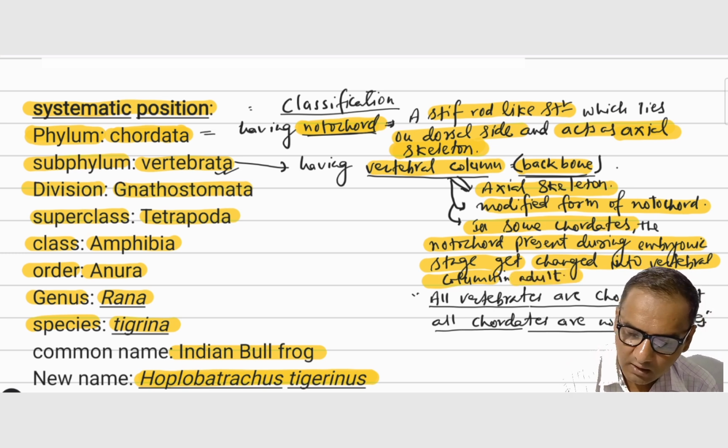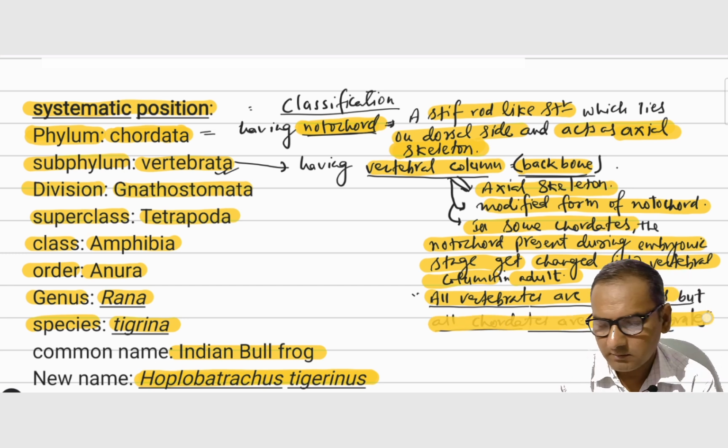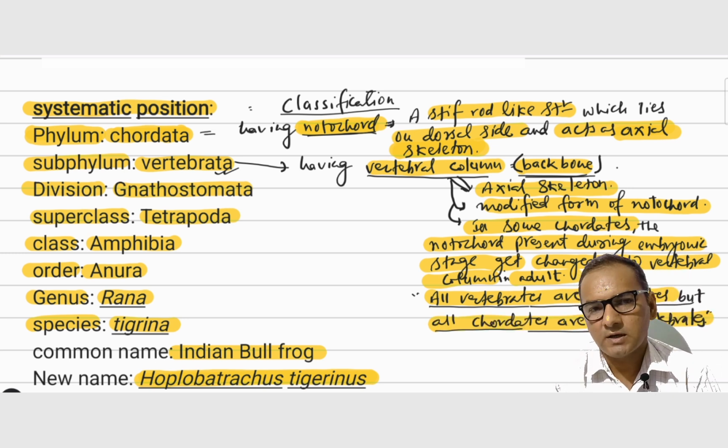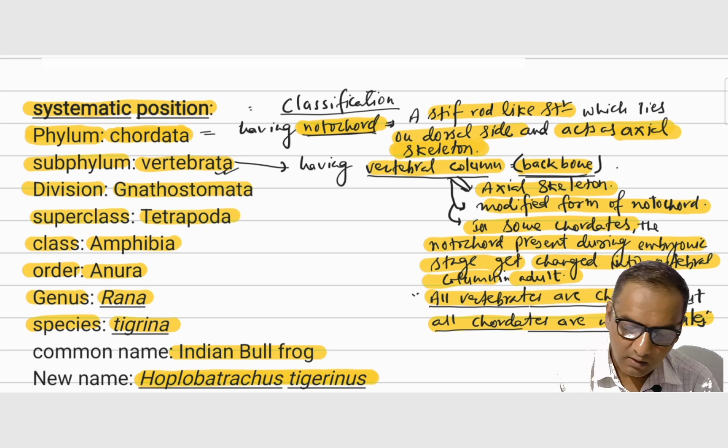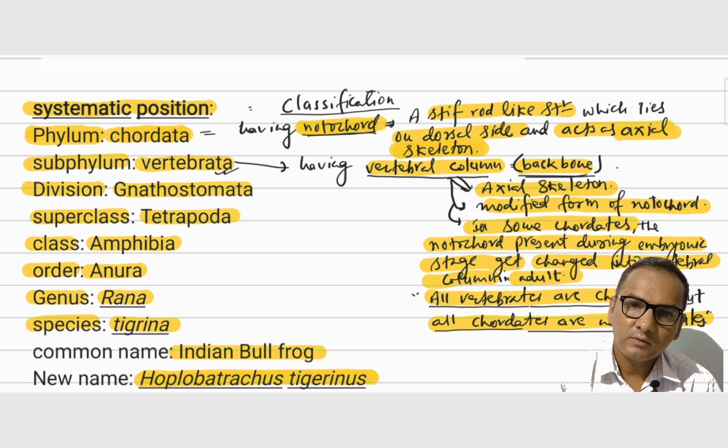So, we say that all vertebrates are chordates, but all chordates are not vertebrates. There are chordates which are without a vertebral column, like Urochordata and Cephalochordata. They are without the vertebral column. We discuss all these while studying the classification of phylum Chordata.